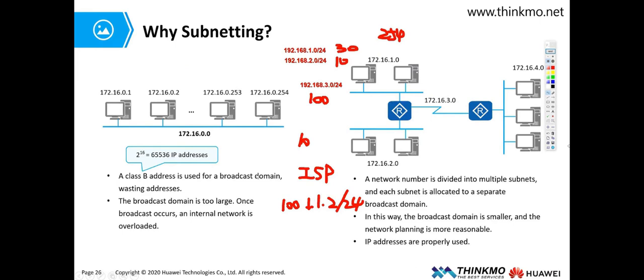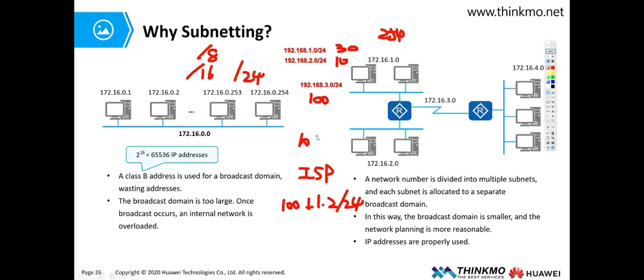Now, if we follow the previous classification of A, B, and C types, the subnet masks are 8, 16, and 24 respectively. So in this context, it is very likely that too many addresses will be wasted. Not only will addresses be wasted, but it will also result in an excessively large broadcast domain. Once a broadcast occurs within my broadcast domain, the internal network will become overloaded due to too many devices.